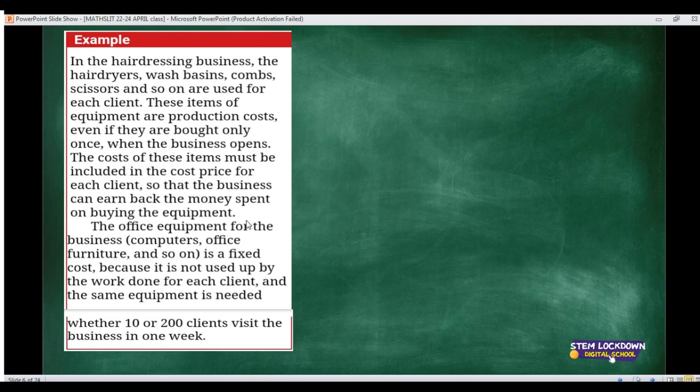The office equipment for the business, which is the computers, office furniture, and so on, is a fixed cost, period, because it is not used up by the work done for each client, and the same equipment is needed whether 10 or 200 clients visit the business in 1 week. So this is how usually businesses would work out how much to charge for their products or services.